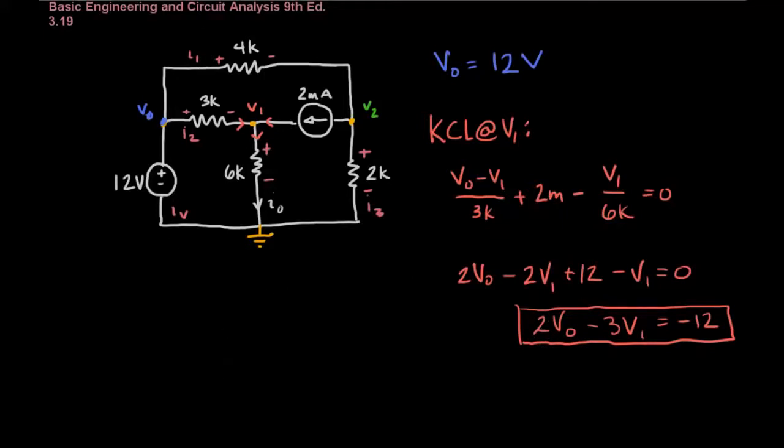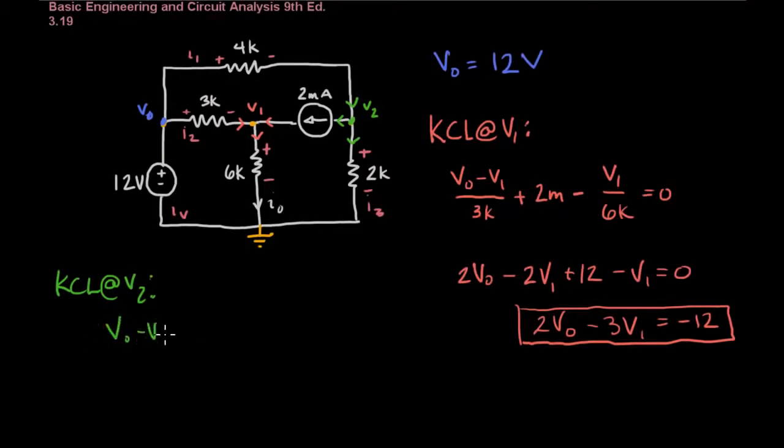Now let's solve for V2. KCL at V2. Again, I'll draw some arrows to keep me from making a mistake. And we'll just say that going into the node is positive. So we only have one current coming into the node, and given the way this is set up, V0 is going to be the higher potential, so it's going to be V0 minus V2 divided by 4K.